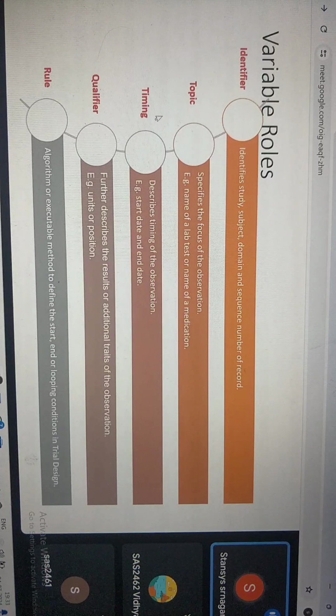The next is the qualifiers. Qualifiers qualify something. For example, they further describe the result or additional traits of the observation. It will qualify something, for example units and position. For example, units. We'll go for that.